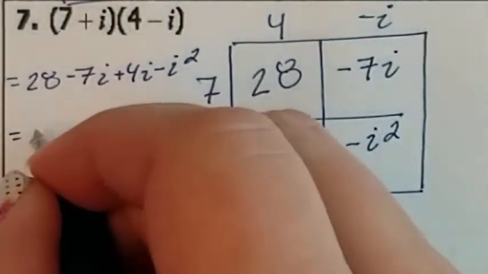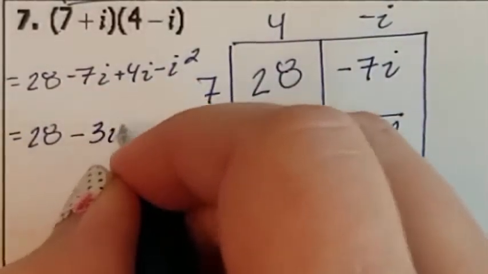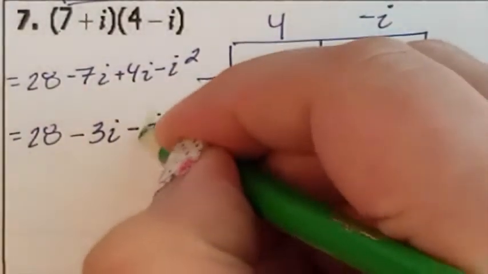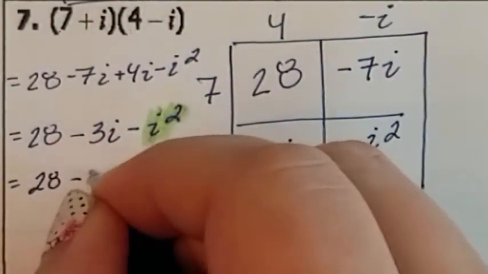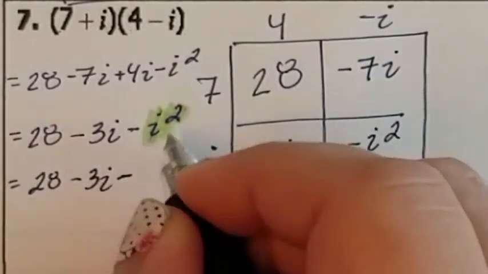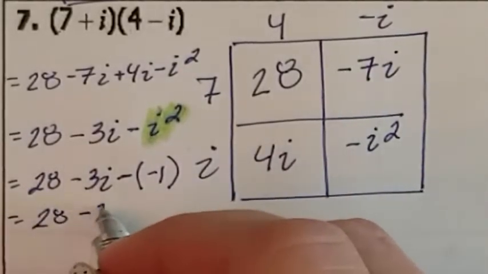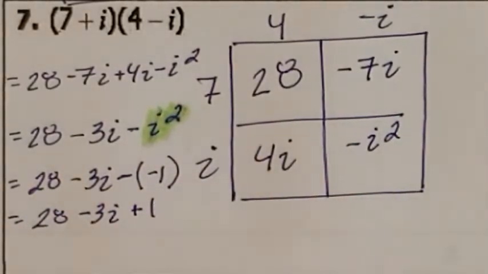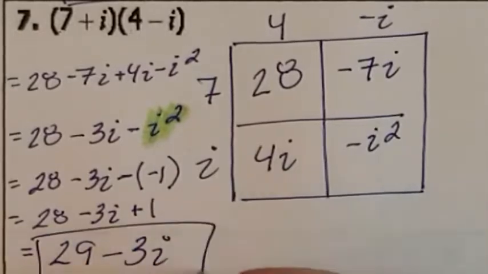Combining the like terms, I have 28, negative 7i plus 4i is a minus 3i, and this is minus an i squared. You told me in a previous problem that i squared was the same thing as negative 1. So this is 28 minus 3i minus, now i squared is a negative 1. So I actually have 28 minus 3i, minusing a negative 1 is the same as plus 1. Now I can continue to combine like terms. This 28 plus 1 gives me a 29. So I have 29 minus the 3i, and this is my final answer.